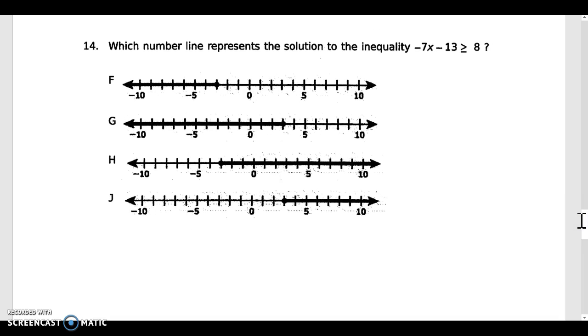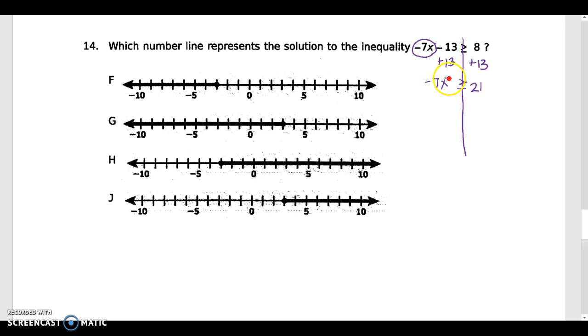All right, number 14. Which number line represents the solution to the inequality? All right, so we needed to go through, draw a line down the inequality sign. And of course, our first step is to either add or subtract. So it says minus 13. We need to undo it by doing the opposite. So plus 13, plus 13. So 13 plus 8 is 21. Keep my inequality sign there. And I have negative 7x.